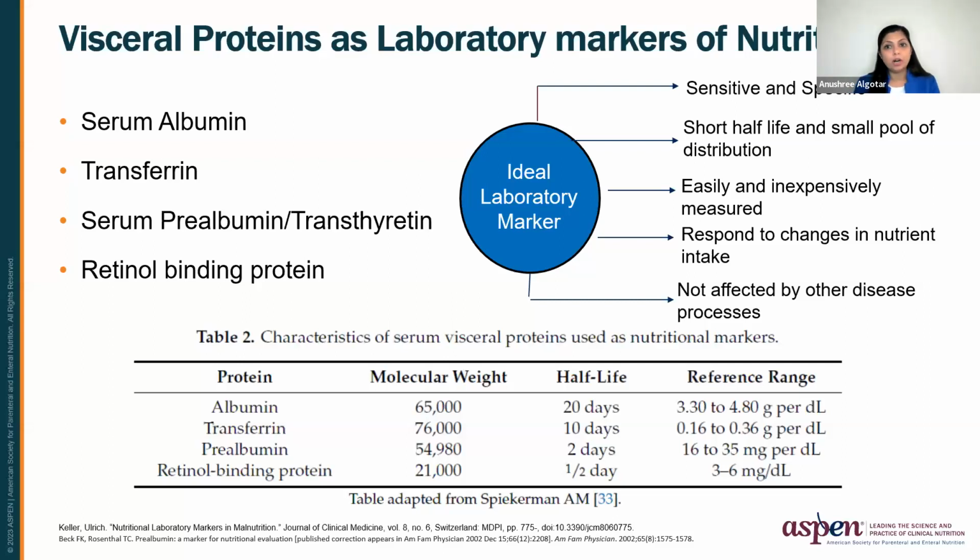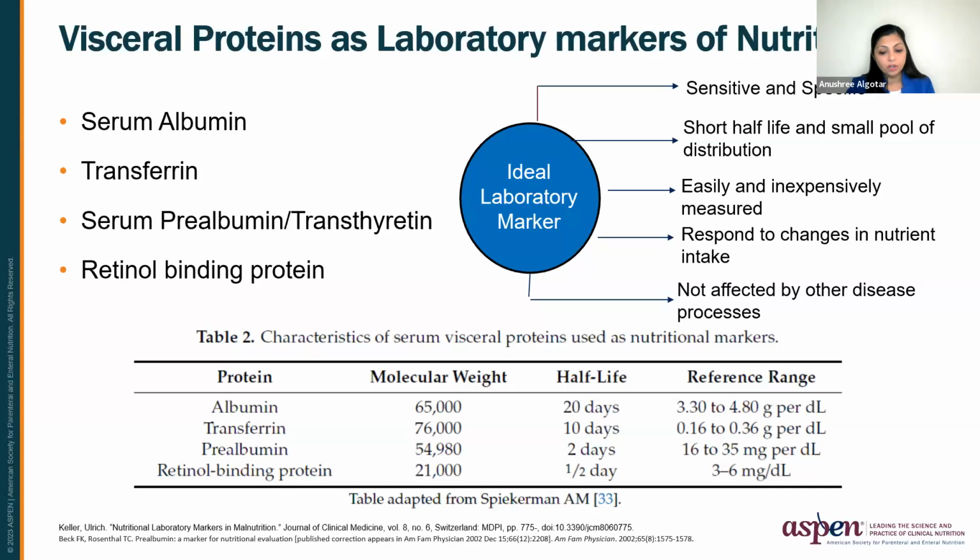An ideal lab marker should be sensitive, specific, have a short half-life, and a small pool of distribution. It should be easily and inexpensively measured and should respond to changes in nutrient intake. It should ideally not be affected by other disease processes. Let's just say that one marker that fits these criteria is difficult to find.